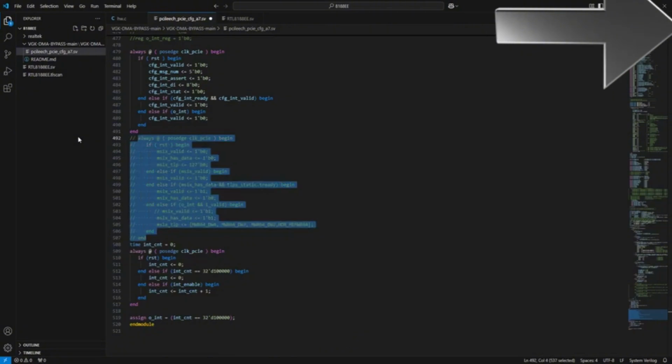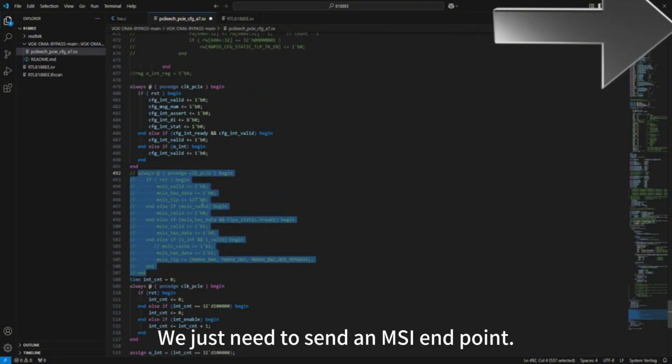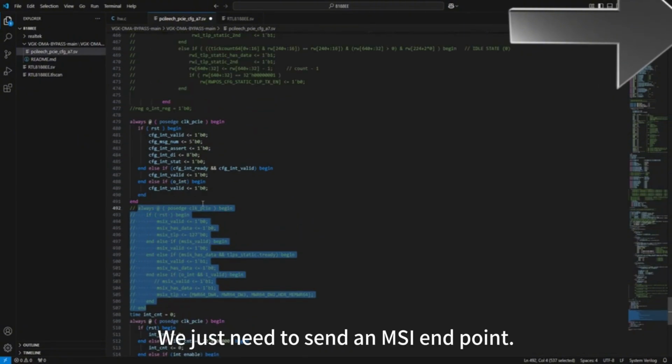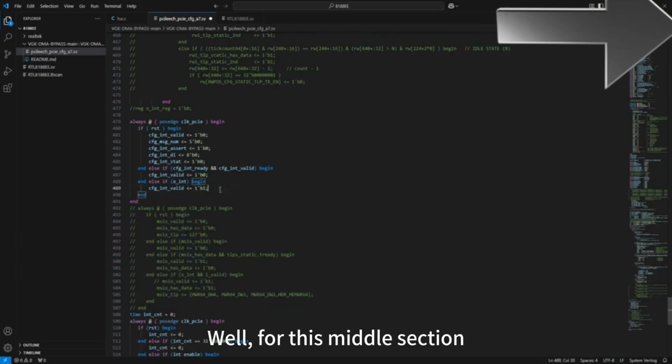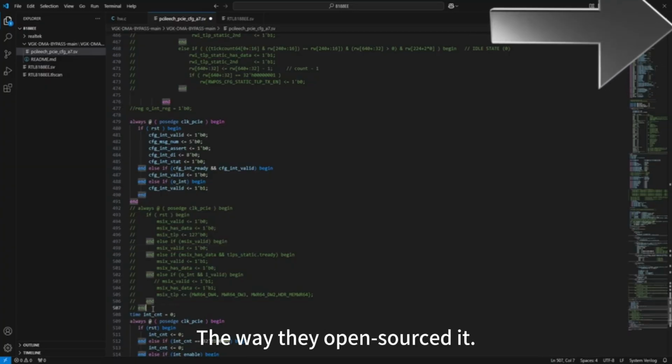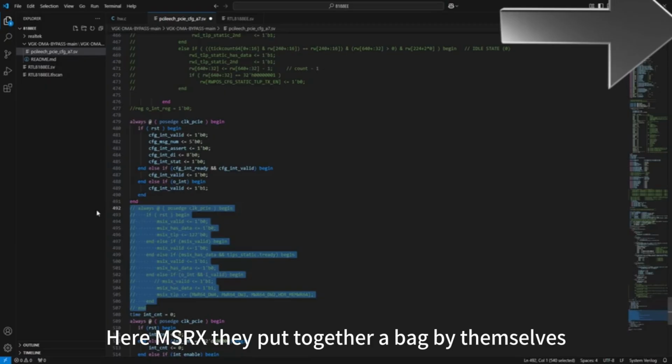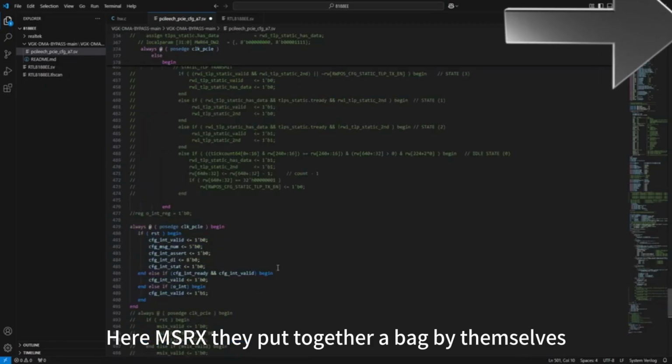Okay. And we just need to send an MSI endpoint. Just open it here. Well, for this middle section. Why is that? The way they open sourced it. Here Mizerks they put together a bag by themselves.